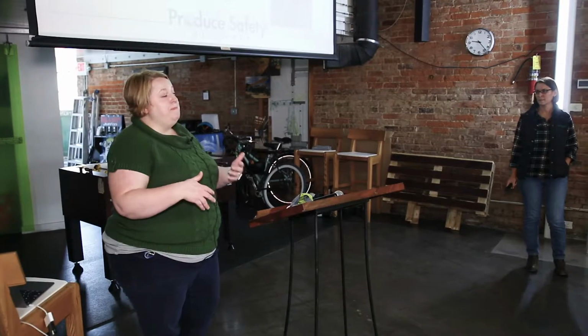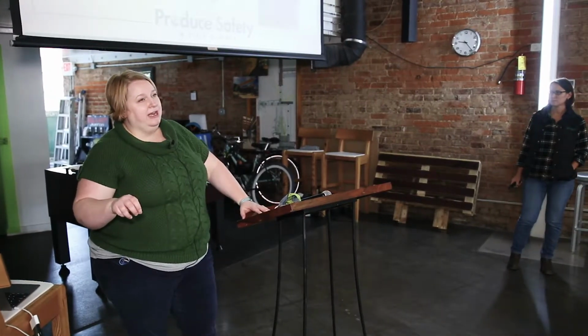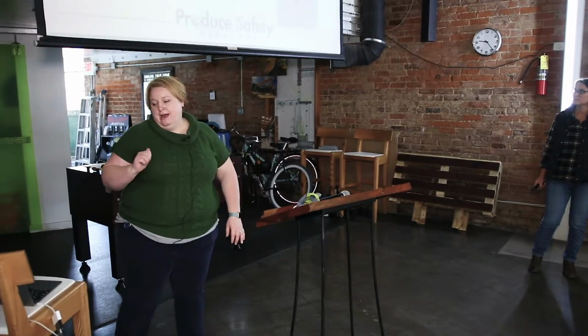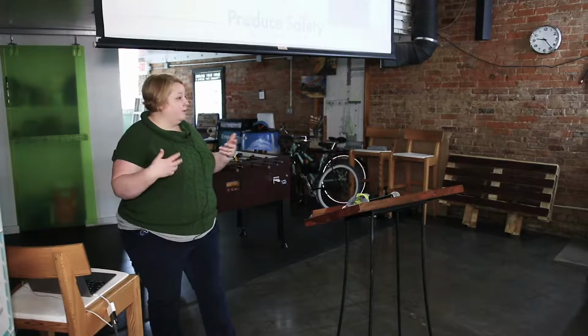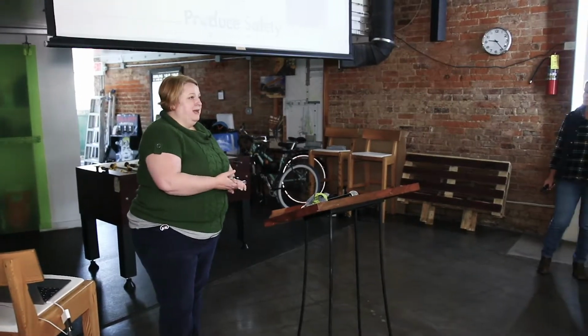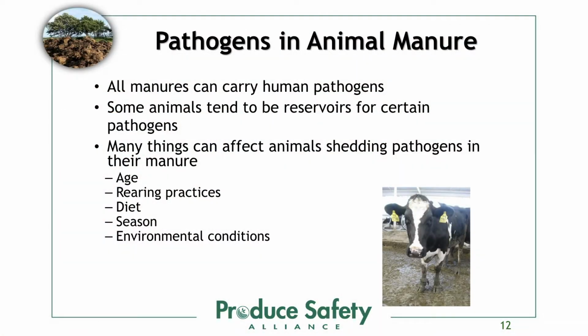And honestly, when it comes to the animal state, there are many things that can affect their shedding: the age of the animal, the rearing practices of the producer. Many times if an animal is stressed, they're more likely to shed. Similar to age, if they're very young, they're more likely to shed these pathogens than as they get older.